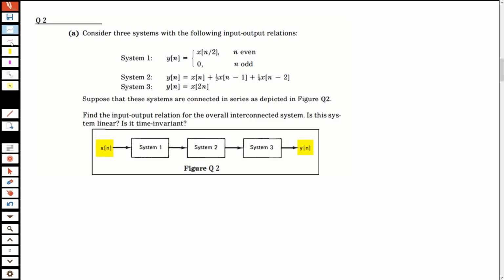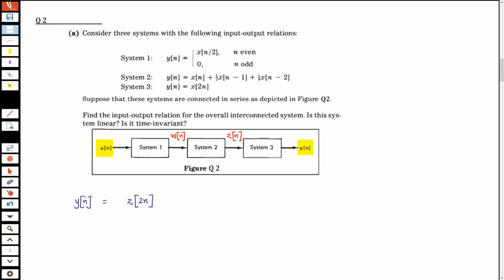All right, so let us define some intermediate outputs. Let us say the output of system 1 is some w[n], and let the output of system 2 be some z[n]. And z[n] serves as the input to system 3 that gives the output y[n]. The definitions of these systems are already given here, so let us just write that. So we know y[n]: the third system, whatever the input, compresses it by a factor of 2. So the input here is z[n], so this is supposed to give us z[2n].